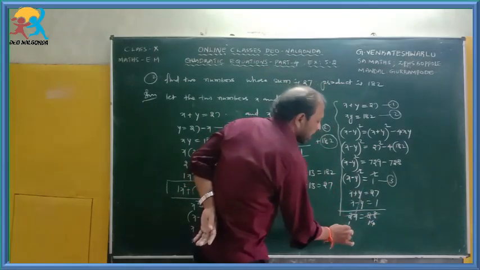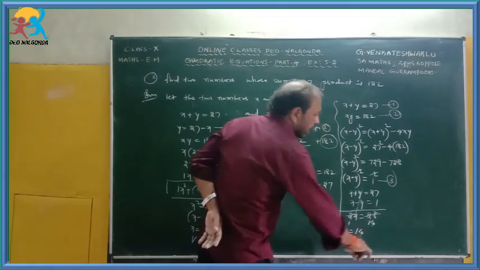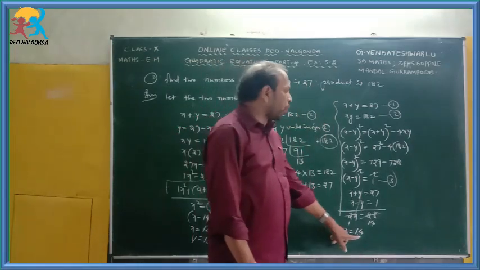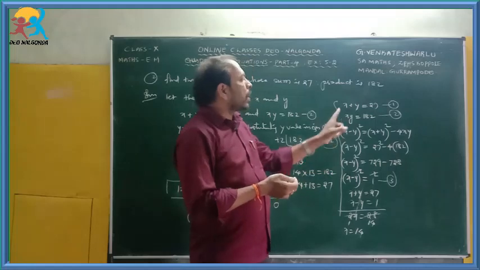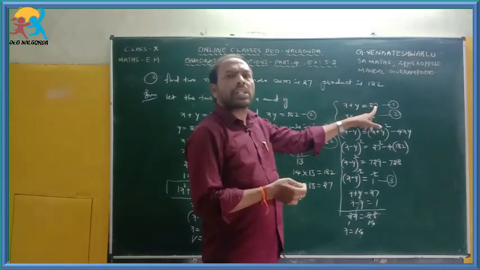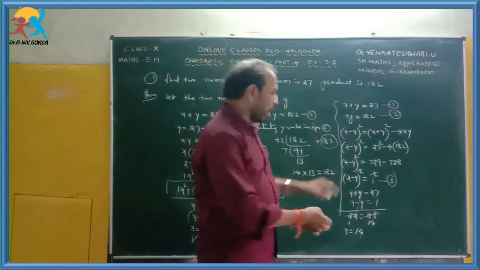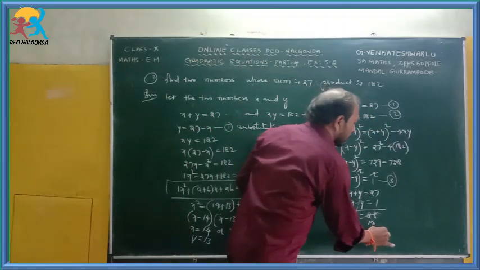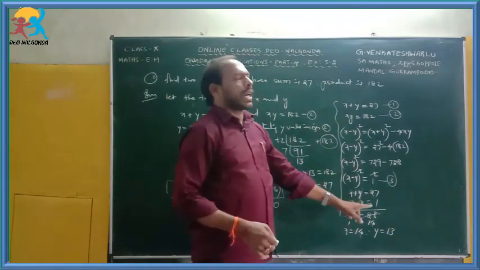Two ones are 2, 14 twos are 28, so the first term x value is 14. What about the second term? 13 should be added to 14 to get the sum equal to 27. Therefore the second term value is 13. Here it is the second method.